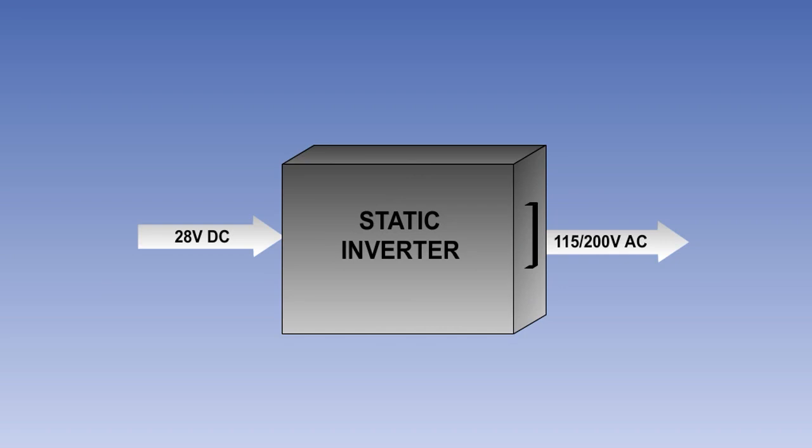A static inverter is a solid-state device which converts DC into AC. It is capable of supplying the aircraft with 115/200 volts, 400 Hz, three-phase AC for the limited operation of instrument and radio services. It is powered by the aircraft batteries or from an essential DC bus bar.